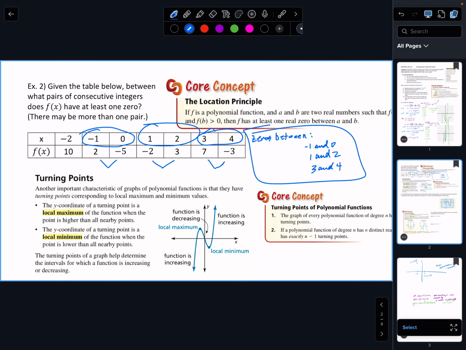And so that one might seem very obvious to you, but you do need to attach that to the term location principle. And so that's something that you want to review to have the vocabulary fresh in your mind.